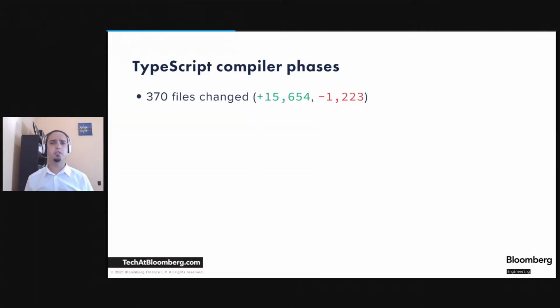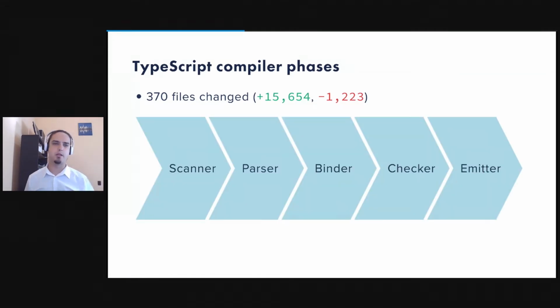Like we said, it was a pretty big contribution, 370 files changed, 50,000 lines of code added. Let's see how this fits into the TypeScript compiler. As you may know, the TypeScript compiler has several phases: the scanner, which splits up the input string into tokens, the parser, which creates the abstract syntax trees, the binder, which builds symbol tables, the checker, which ensures that the TypeScript type system rules are followed, and the emitter, which takes TypeScript and emits JavaScript code.